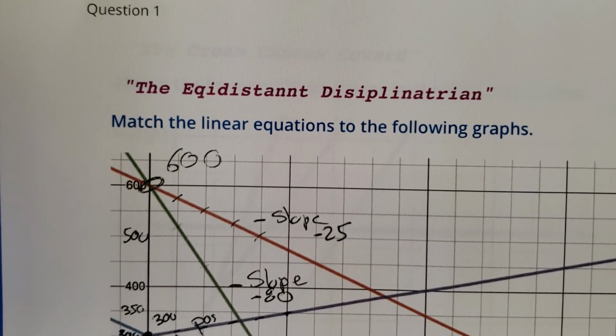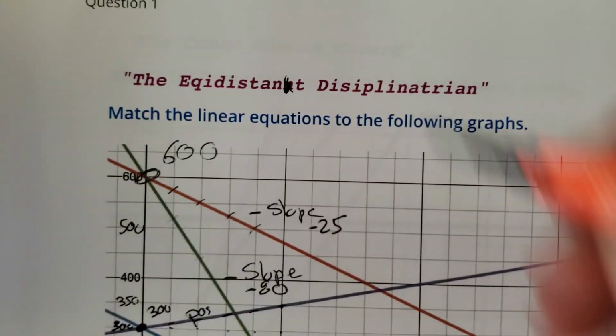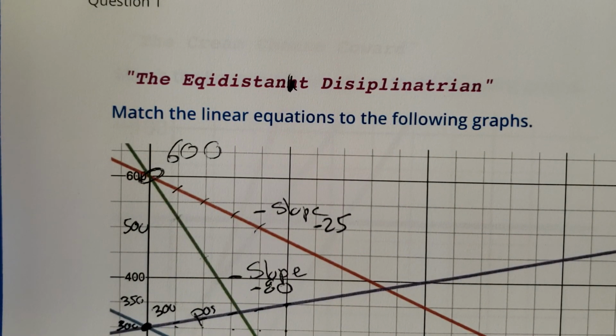All right, that was the equidistant typo. Maybe I'll just leave it, I don't care. The equidistant disciplinarian.